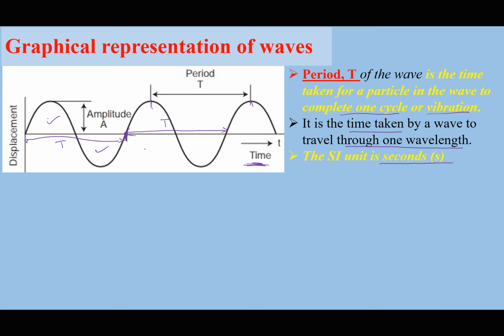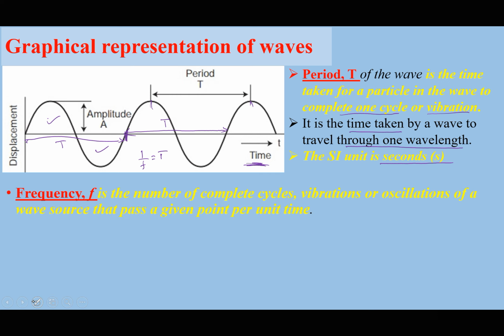Then from period, of course, we know from IGCSE that 1 over frequency is equal to the period. So we also need to define frequency. You define frequency as the number of complete cycles, or complete vibrations, or oscillations of a wave per unit time. Because the frequency of a wave depends on the source, we would best define frequency as the number of complete cycles or vibrations or oscillations of a wave source that passes a given point per unit time, because the frequency of a wave depends on its source.